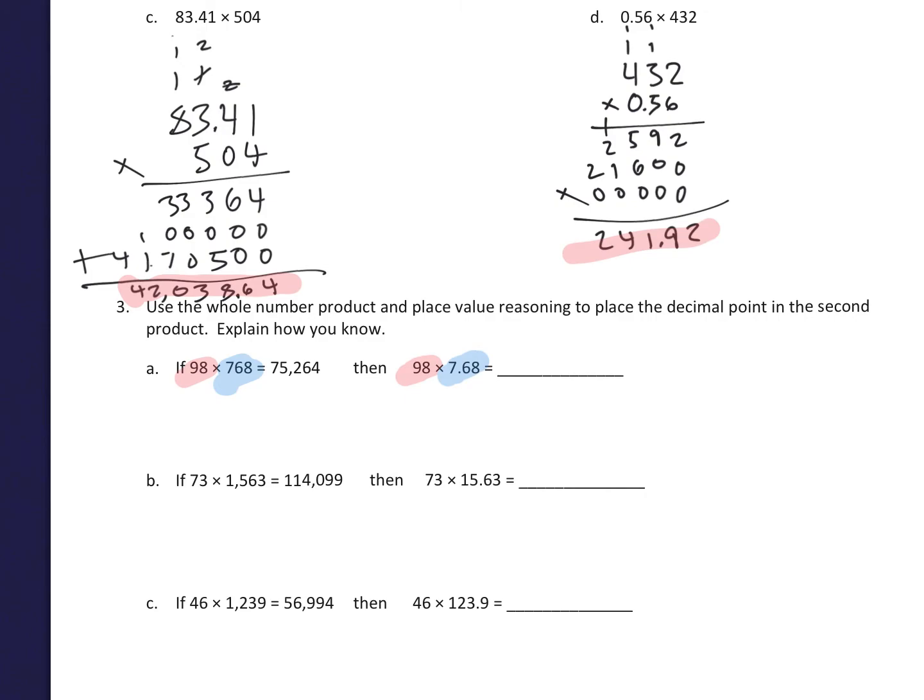Right, they're the same digits. The only thing that's different is the decimal and the place values. So just by looking at this over here, I know my answer is going to have 75264. But where is my decimal going to go?